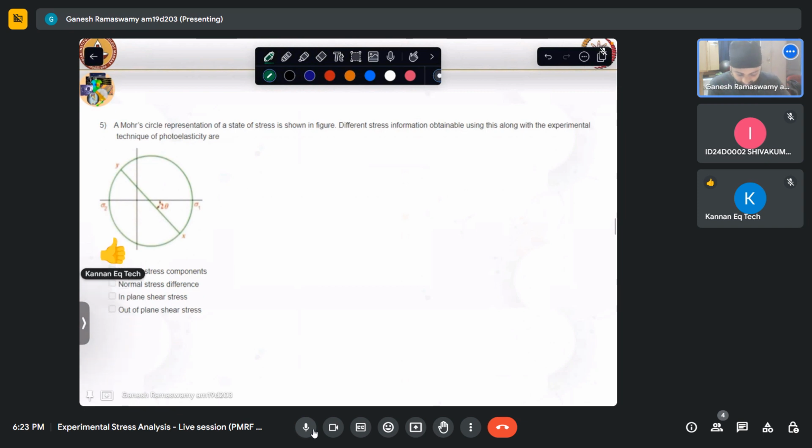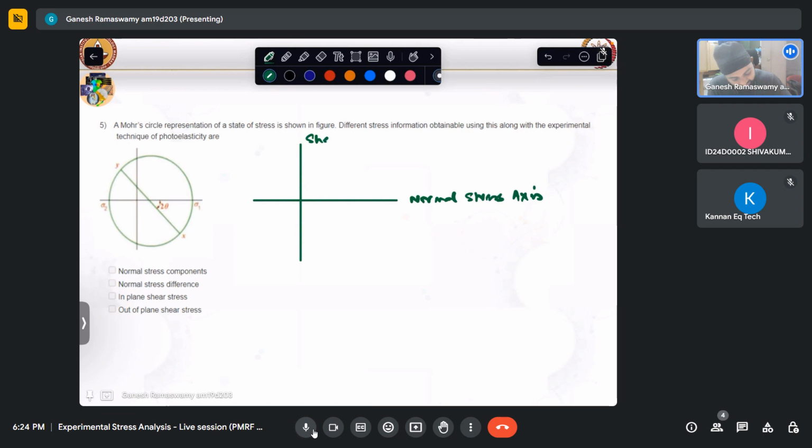A Mohr circle representation of the state of stress is shown in the figure. Now what do we have here? I'll just redraw it quickly. We have the normal stress axis, and then we have the shear stress axis. This is denoted by sigma, denoted by tau.